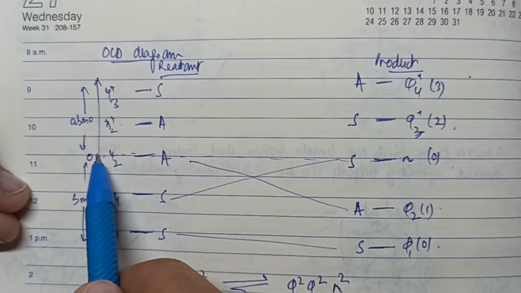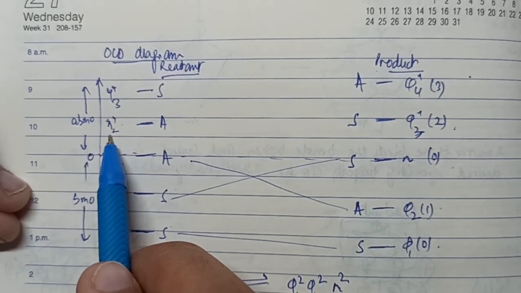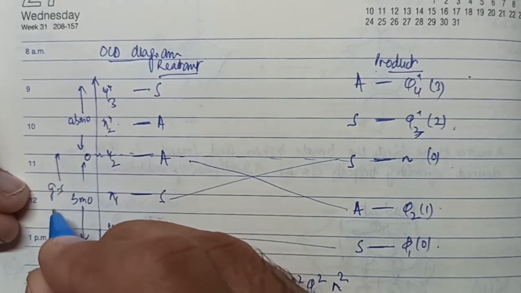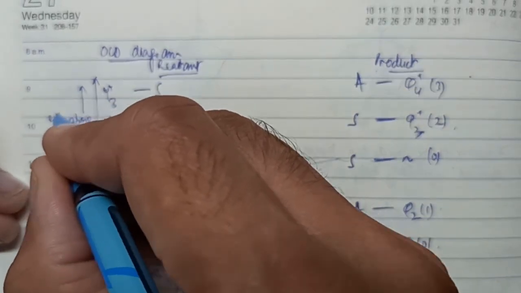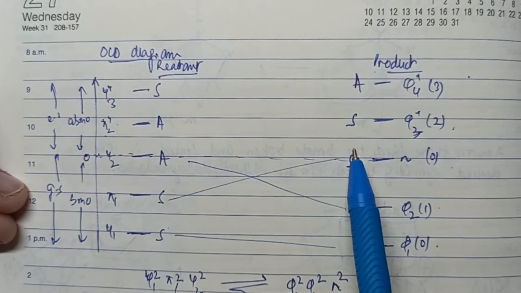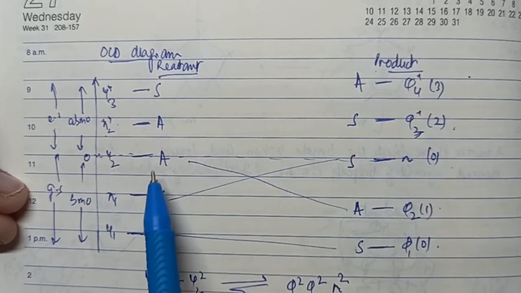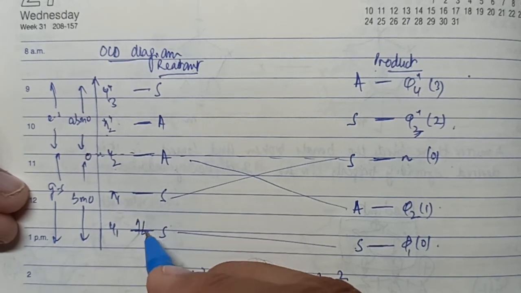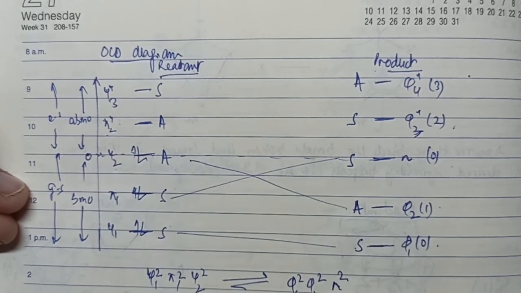The ground state is up to psi2. Psi2 star is the first excited state orbital. This is the ground state. This is the excited state, right? Now if you look at the correlation, S correlates with S, S correlates with S, up to this is the ground state. A correlates with A, therefore I can say there'll be 6 electrons, 2 will be coming here, 2 will be coming here, 2 will be coming here.